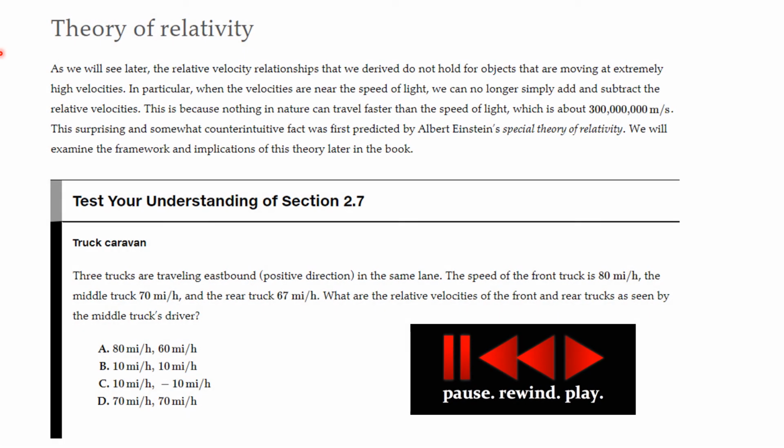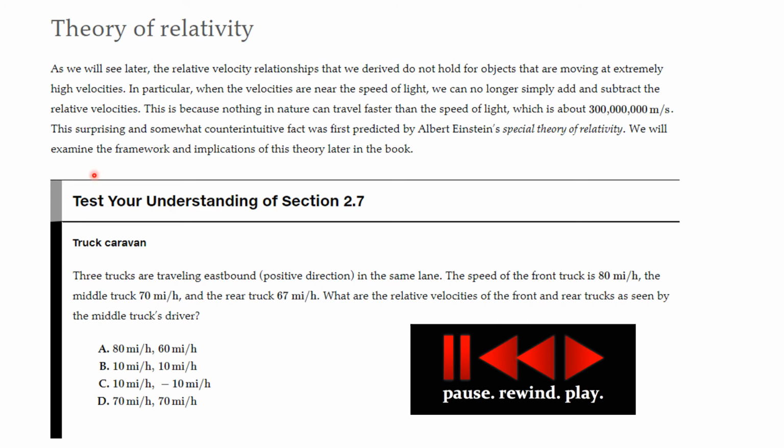As we will see later, and you might see this in later physics courses, we will talk about the theory of relativity. But relative velocity relationships do not hold for objects that are moving at extremely high velocities, because you cannot go faster than the speed of light. In particular, when velocities are near the speed of light, we no longer can simply add and subtract them. This is what Einstein studied in his theory of relativity. This is because nothing in nature can travel faster than the speed of light. This surprising and somewhat counterintuitive fact was first predicted by Albert Einstein's special theory of relativity. The book will talk about that later, although that's not what we will cover in this course.